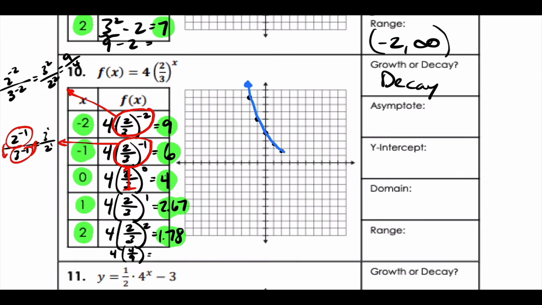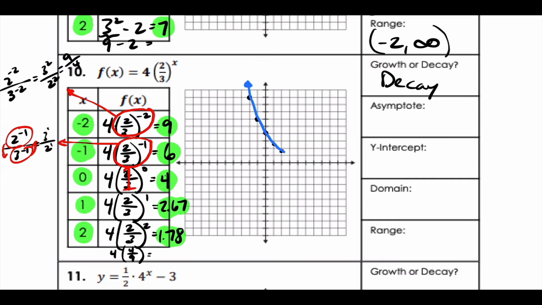Horizontal asymptote. Where is the hard floor? So here's my question. Is this guy going to pull up like this, or is it going to continue down like this? Is it going to go to 0? Is it going to keep going down here to the negatives?